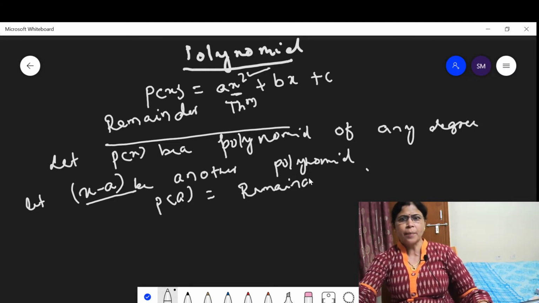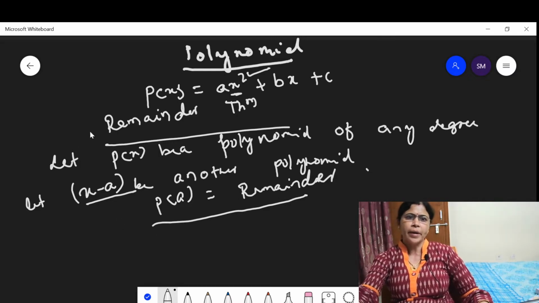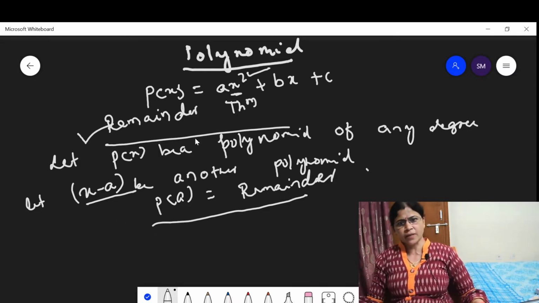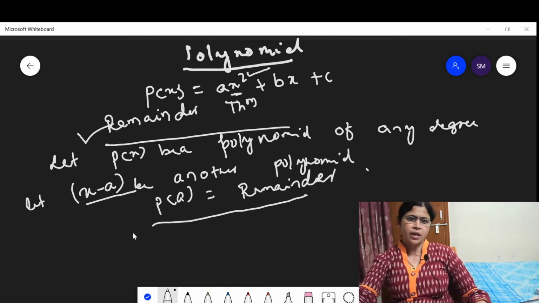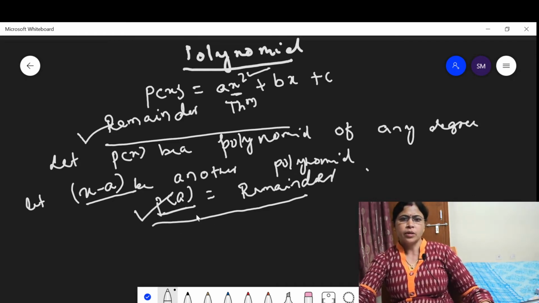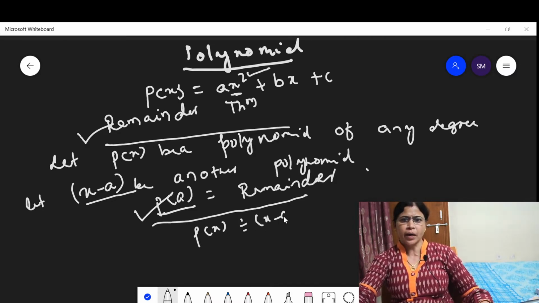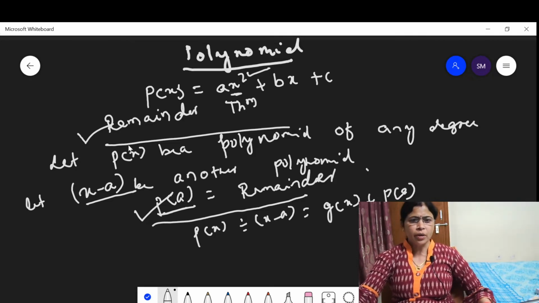What is P(a)? P(a) is the remainder. This is called the remainder theorem. The remainder theorem says that if P(x) is any polynomial divided by x minus a, then P(a) is the remainder. When P(x) is divided by x minus a, then we get some quotient g(x) plus remainder P(a). This is called the remainder theorem.